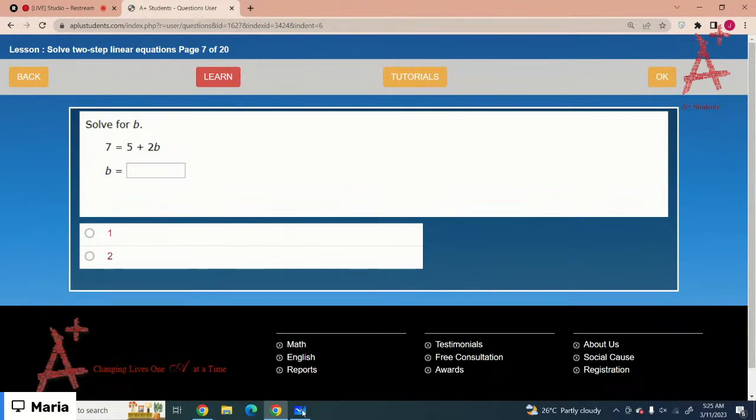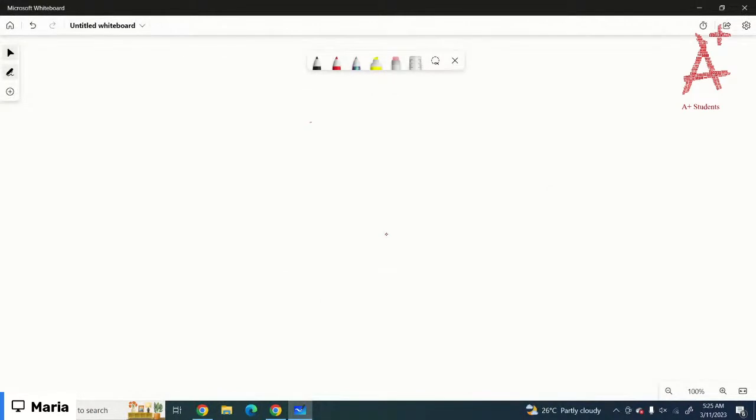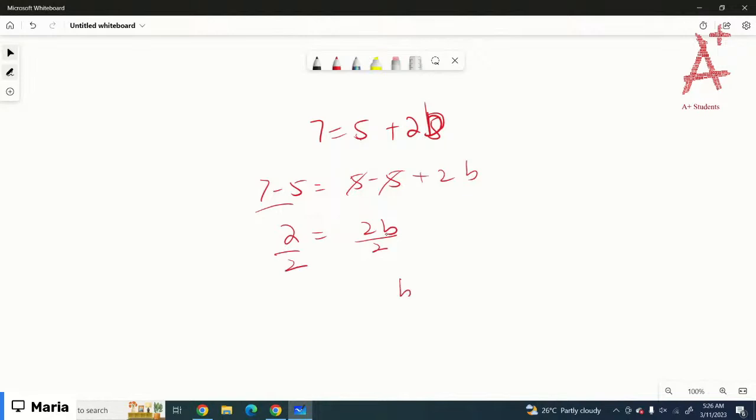Okay, next one is 7 equals 5 plus 2b. So you have to remove that 5 from here. 5 is being added, so just subtract 5 from both sides. So it would be 7 minus 5 equals 5 minus 5 plus 2b. 7 minus 5 is 2. 5 minus 5 makes 0 and here you are left with 2b. Divide both sides by 2. So it would be b equals 1. Got it? So the correct option is b equals 1.